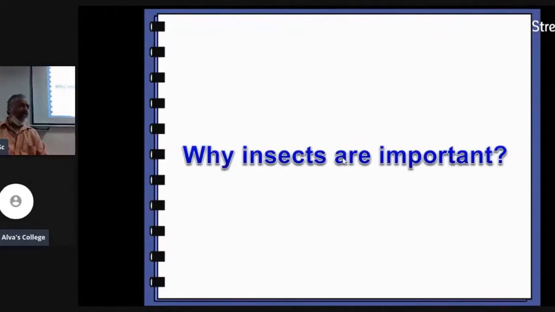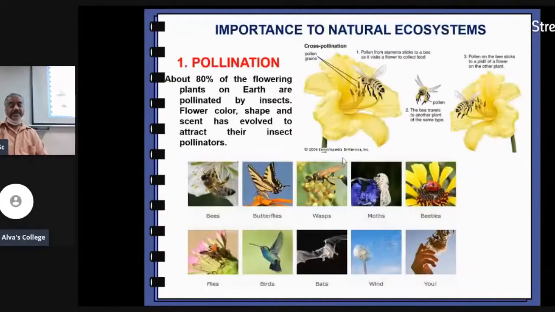But it will be very essential for us at this stage to know why insects are important, why we need to study them. So how we are benefited, or how we are affected by insects. Now, as we pointed out earlier, 75% of all creatures on Earth are insects. So they are the group that contains the largest number of species on the planet Earth. Now, one of the very important functions the insects do is that they pollinate plants.